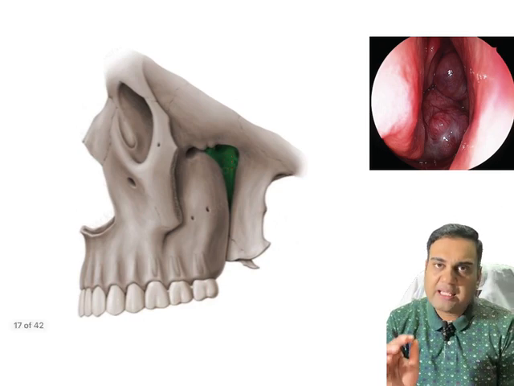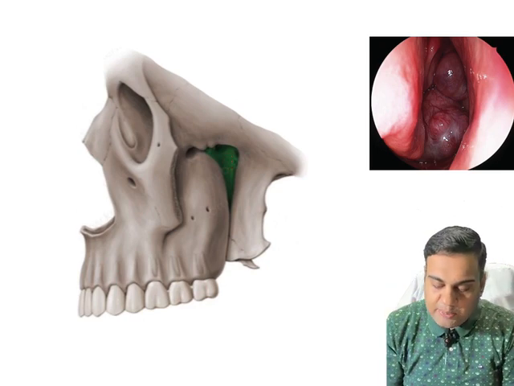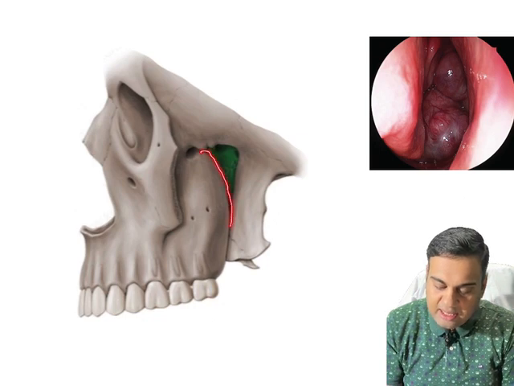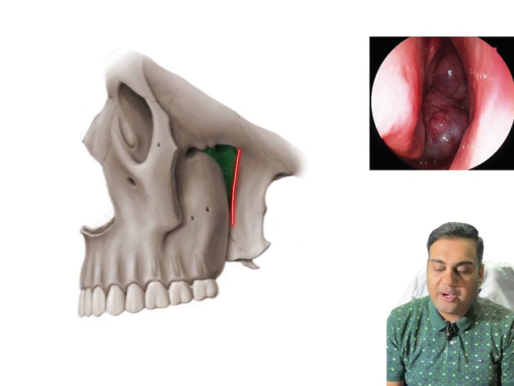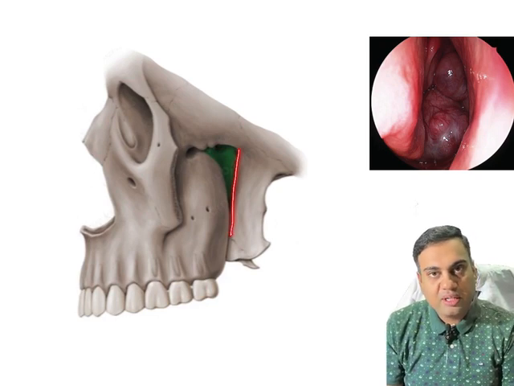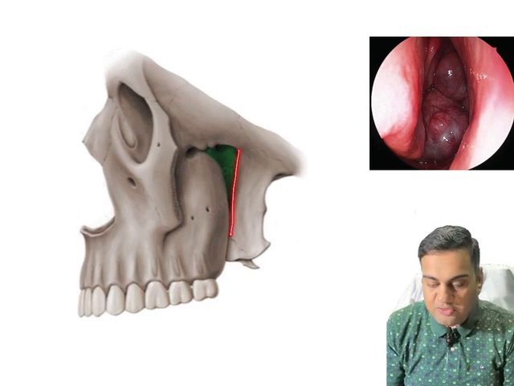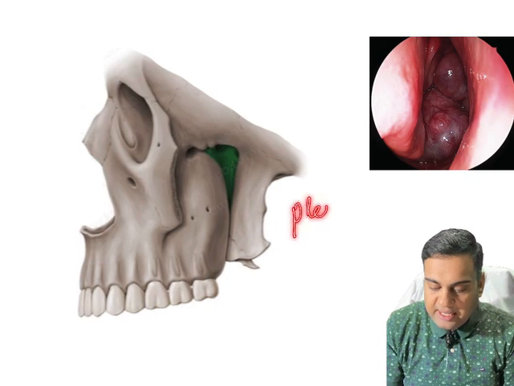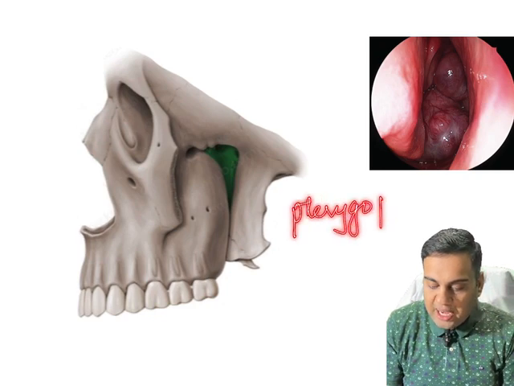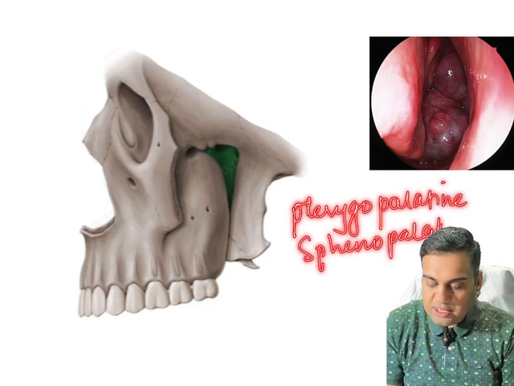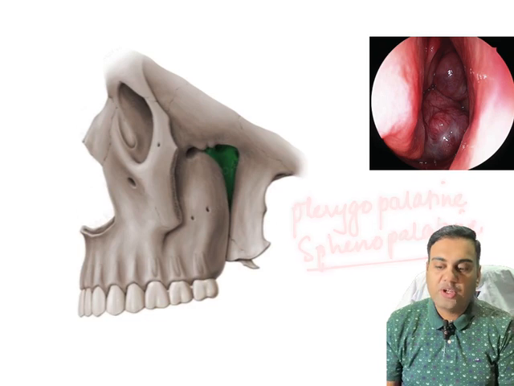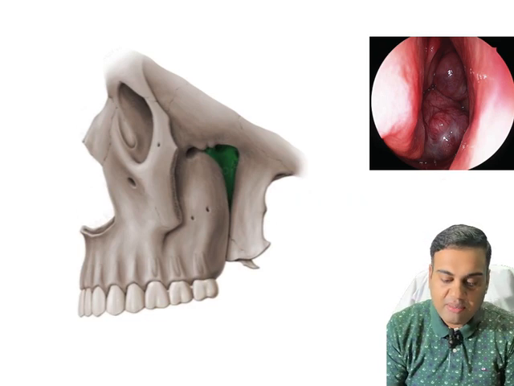This is an empty space. This empty space is behind the maxilla and in front of the pterygoid plate, and this fossa is called the pterygopalatine or sphenopalatine fossa. What is this called? Pterygopalatine or sphenopalatine fossa. Can we just remember this?